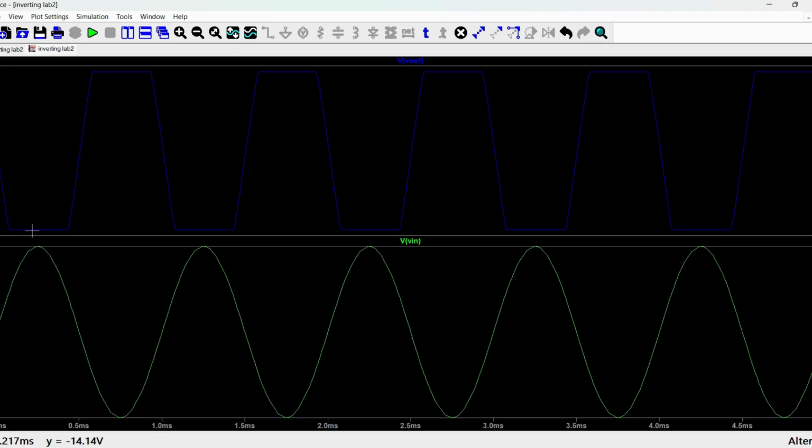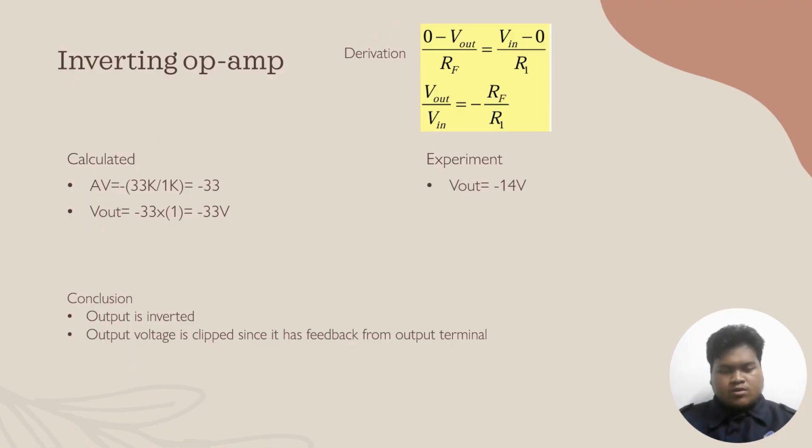and the output is around 14 VP. And the output is clipped due to the negative feedback resistor. So this is the derivation of the inverting operational amplifier. From the calculation, I get the value is negative 33 volt, and from the experiment, I get negative 14 volt. So the conclusion: the inverting op-amp has an output that is inverted, and the output voltage is clipped since it has a feedback resistor from the output terminal.